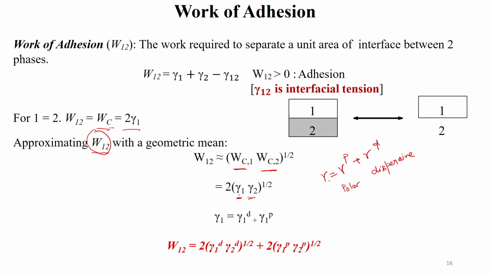So, if you write gamma as gamma p plus gamma d, you can write W12 is equal to twice into gamma 1 dispersive, gamma 2 dispersive to the power half plus 2 into gamma 1 polar into gamma 2 polar to the power half.